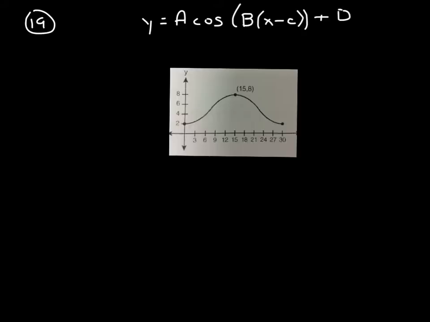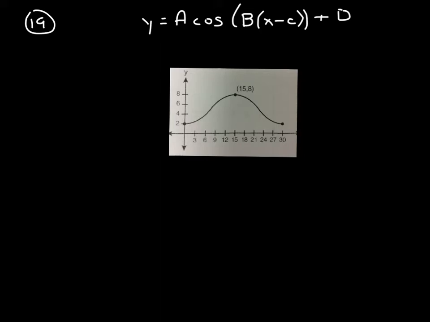Okay, here's part 2 of the video, and in this video, I'm just going to do numbers 19 and 20 with you. Number 19 says the following function can be modeled by the equation given right here, and they want us to determine the values of A, B, C, and D and explain how we arrived at our values.